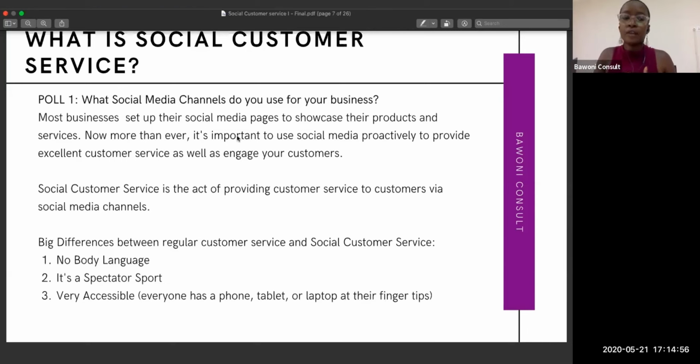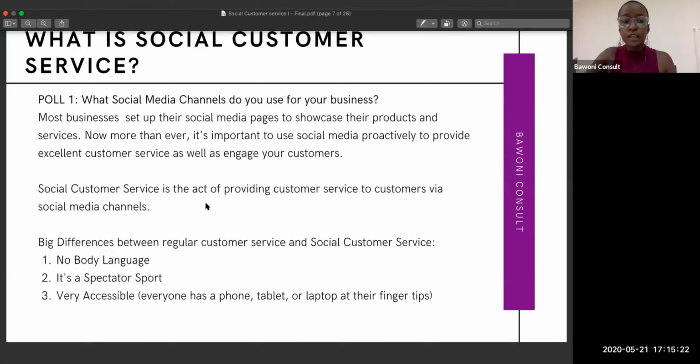And with social customer service, it's all online, so you can't see the person. Even if it's on a video call, that's also very limited. So you have to remember that the difference is that there's no body language. Because there's no body language, it's important to think about how you can communicate that you're trying to help the customer in a way that is friendly and welcoming through your words and your intonation or your tone.